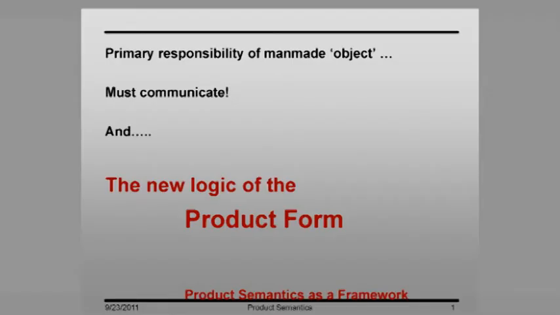They must communicate, and this has become a new logic for product form. The conventional logic was, you look at function, material, processes, this, that, and create a form which somehow the designer gives out of some mysterious things and gives it to you saying this is what you really have.